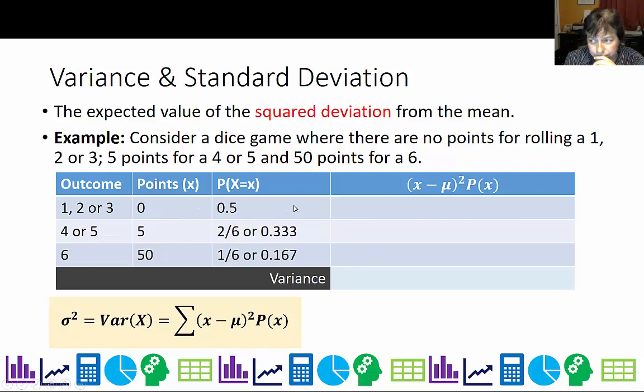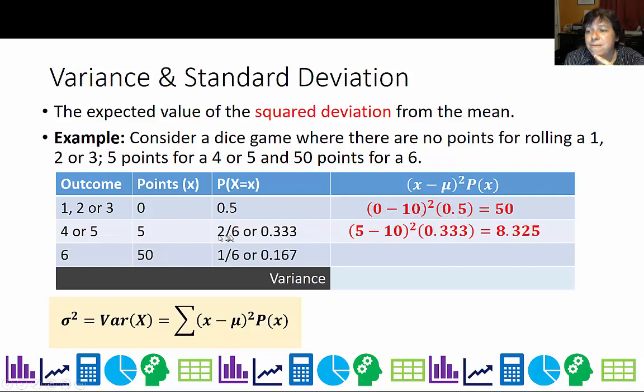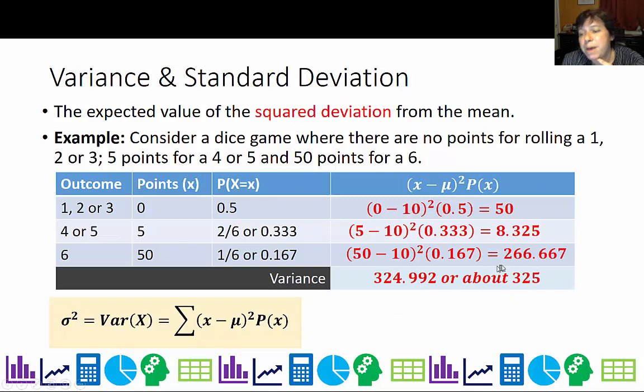So when I go x minus the mean squared times that, I get 50. 5 minus 10 squared times 0.33. 50 minus 10 squared times 0.167. And you can see some of these have a much bigger influence on the final variance, which is 324.992, or about 325.